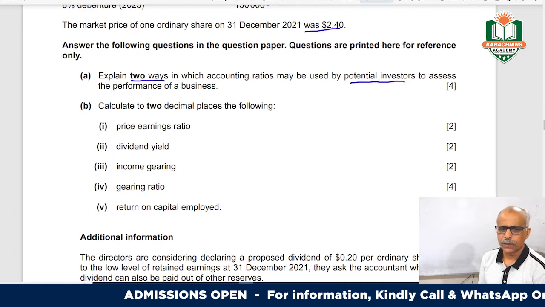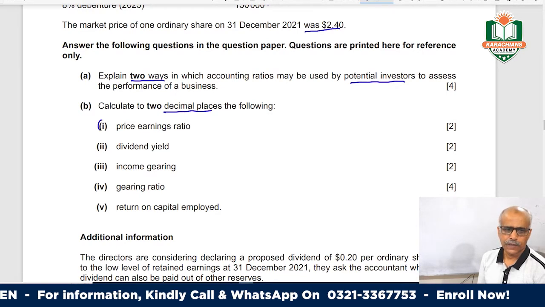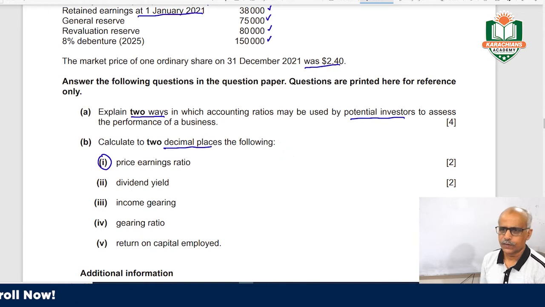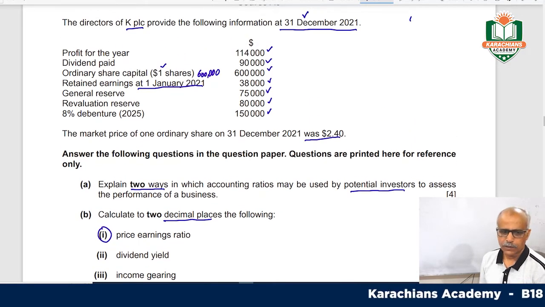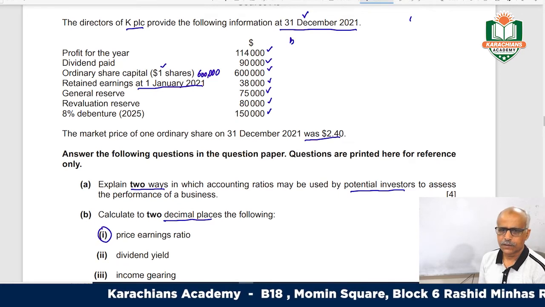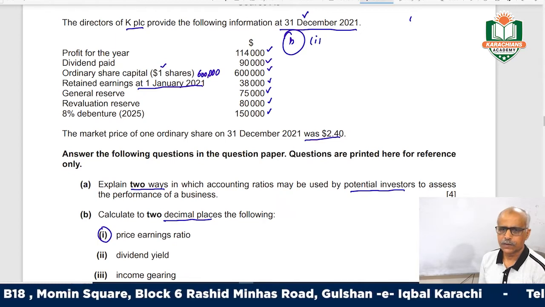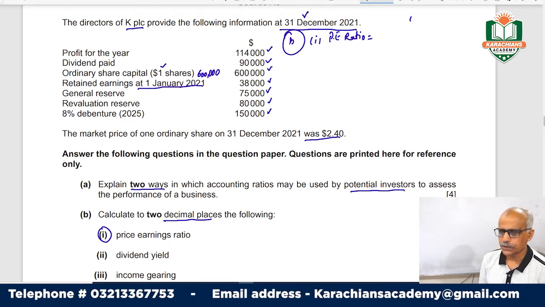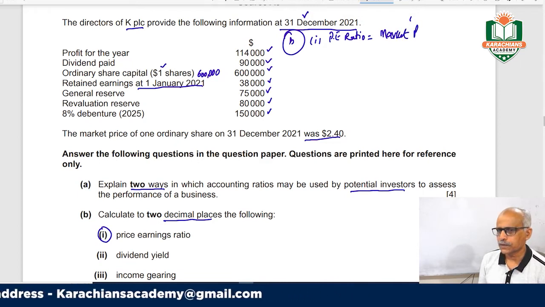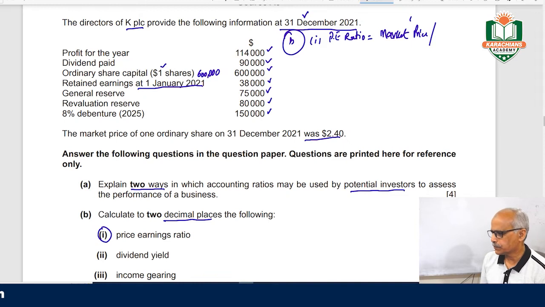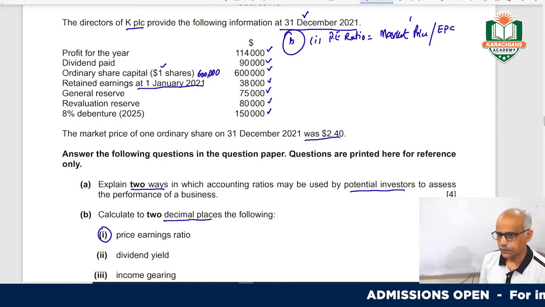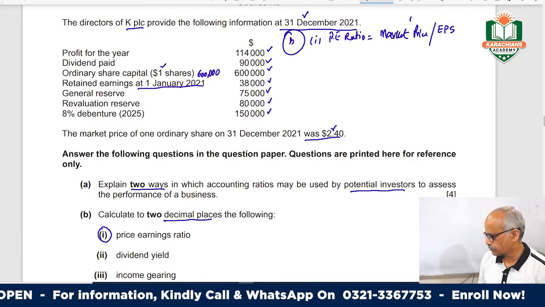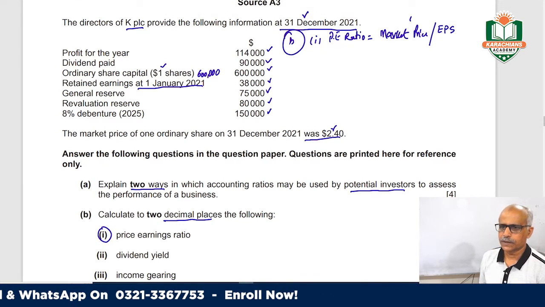So we calculate to 2 decimal places. Number 1, price earning ratio. I'll be calculating this here. Question B, number 1, price earning PE ratio. The formula for the PE ratio is market price of a share divided by earning per share. The market price is already given and we have to finish this very quickly. Market price is given, 2.4.